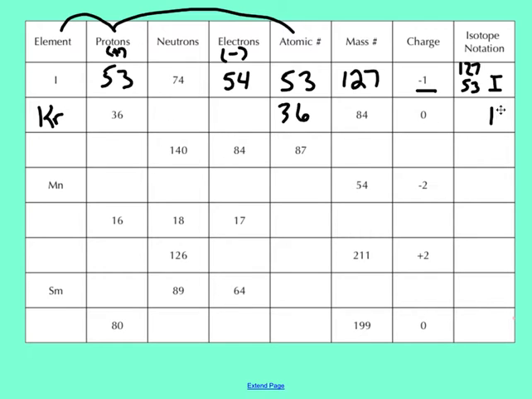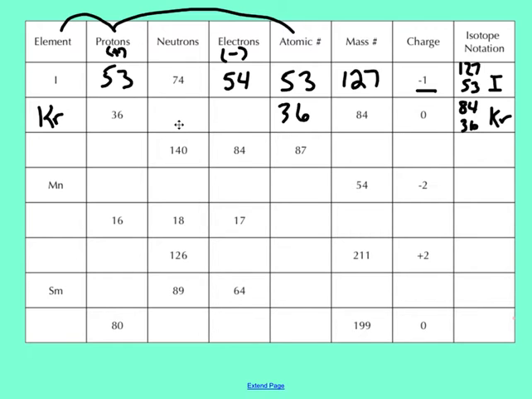So I'm going to go ahead and add that in over here, and actually I can put my 36, and lo and behold, look at that, I gave you your mass number this time, so you could finish out your isotope notation. Mass number on top, atomic number on the bottom. Okay, so now the only things that we're missing are the number of neutrons and number of electrons.